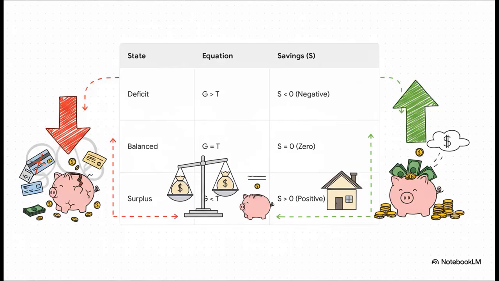This table ties it all together perfectly. A deficit means negative savings because the government is going into debt. A balanced budget means zero savings. No new debt, sure, but nothing's being put away either. And a surplus? That means positive savings. The government actually has extra money after all the bills are paid.